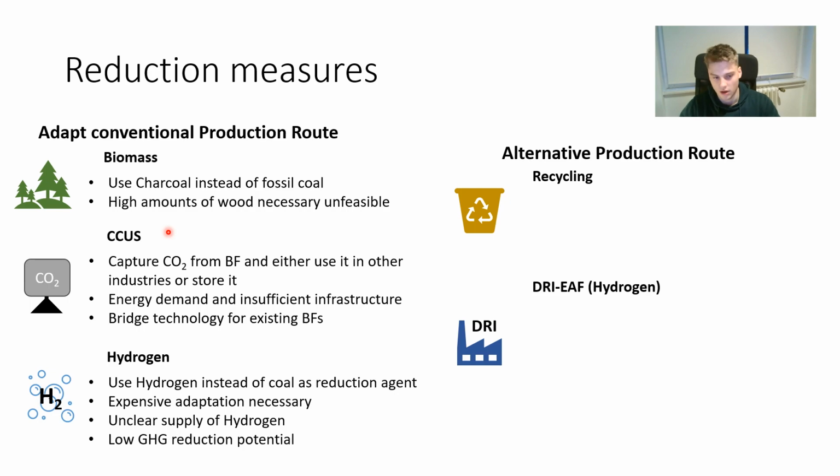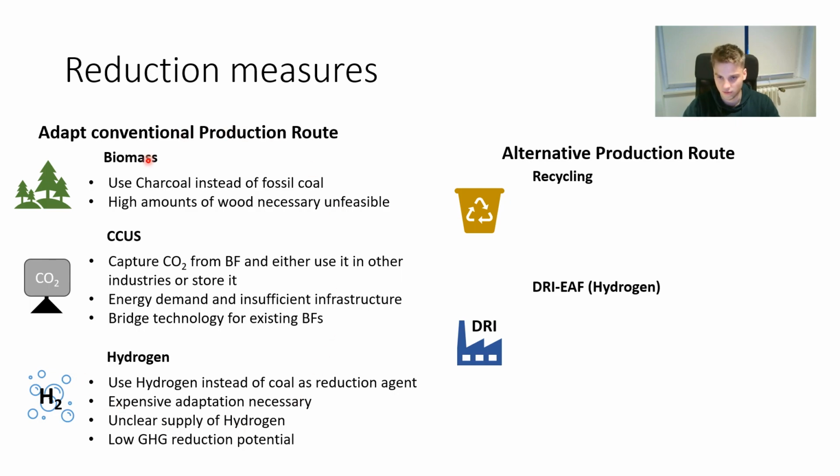which avoids carbon dioxide emissions. However, for the blast furnace operation, this would mean expensive adaptation of the technology of the blast furnace, and also it is unclear how the high amounts of hydrogen would be supplied now. And combined with the rather low greenhouse gas reduction potential in the blast furnace operation, hydrogen used to adapt the conventional production route is not that promising. So, as we can see from this, all of these have some disadvantages.